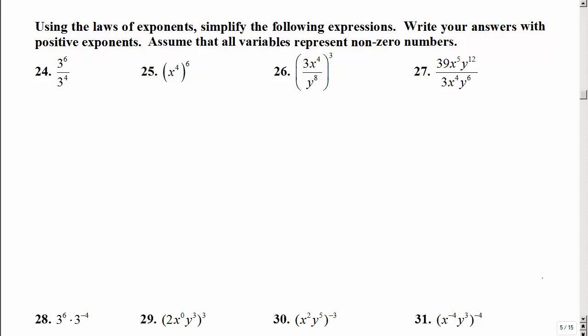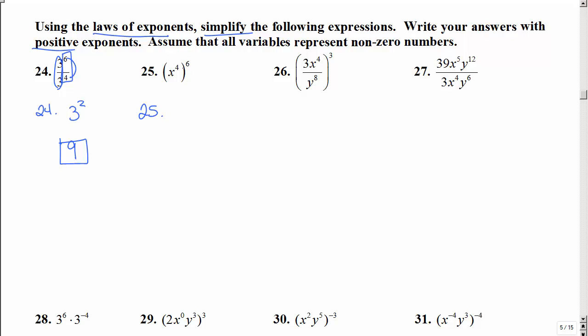Here we will be looking at our laws of exponents and how to simplify the following expressions. You want to make sure you remember all your answers need to have positive exponents. Don't leave any negatives. So on number 24, the rule says if you have the same base and they're divided, you can keep the base and subtract the exponents. So I kept the 3, 6 minus 4 is 2, and that is 9.